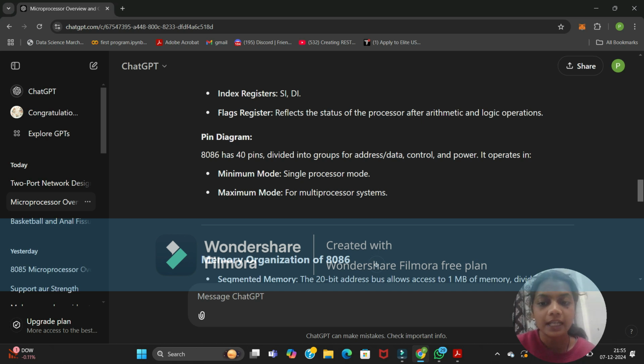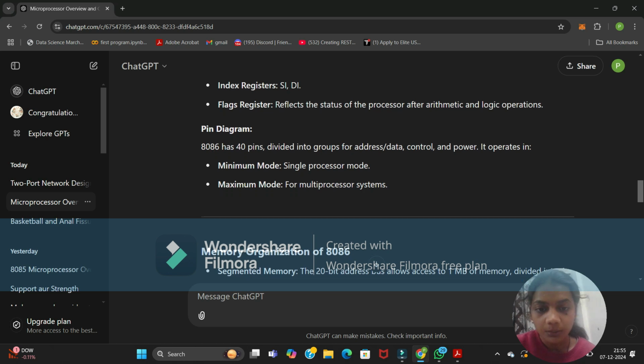Now let us see the pin diagram. The 8086 has 40 pins divided into groups of address, data, control, and power. It operates in minimum mode, the single processor mode, and maximum mode for multiple processor systems.